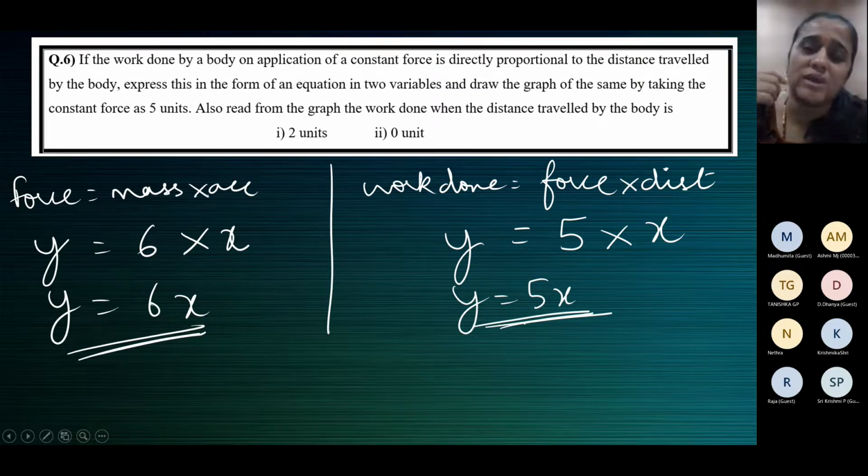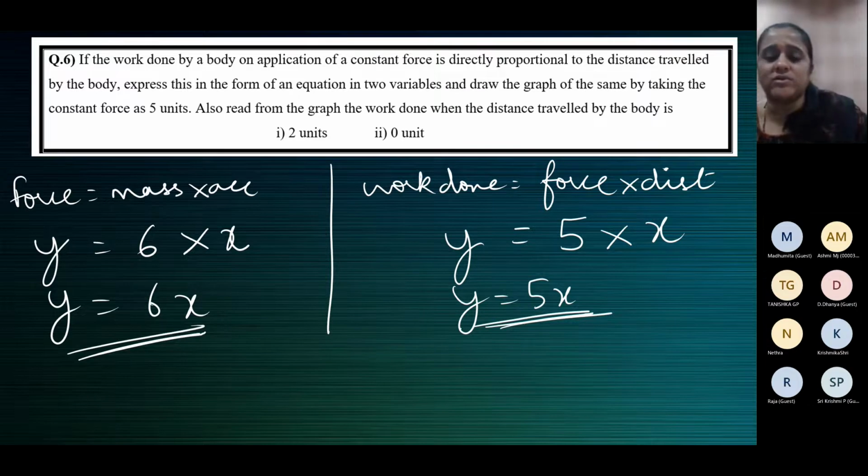So for the y-axis, you take 1 centimeter for 5 units. And again, the graph of this one will also pass through the origin. y is equal to 5x. The value of c is 0. Hence, the graph of this equation will pass through the origin.